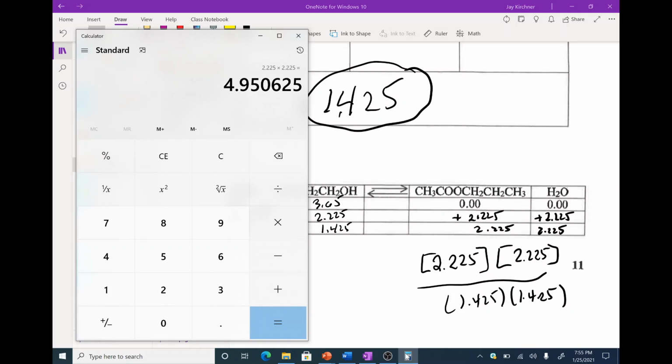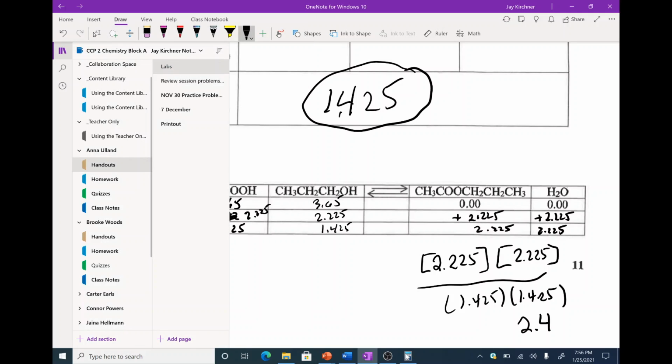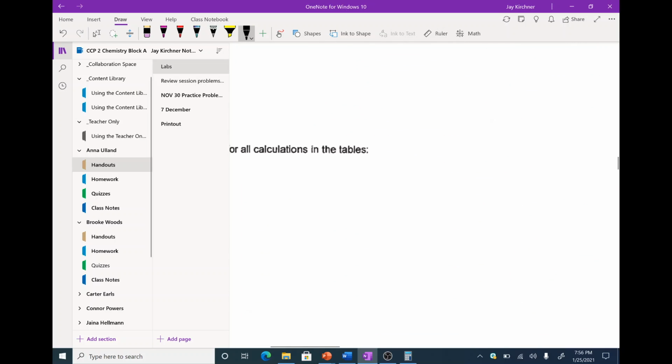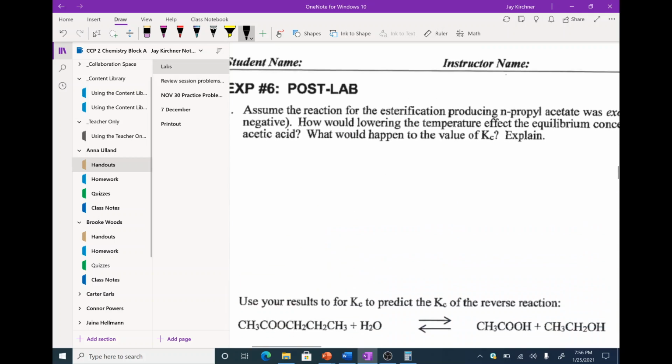Okay, so that's what that is. I'll divide it by 1.425 equals, and divide that answer by 1.425. So we get our equilibrium constant is 2.44. So our KEQ came out to be 2.44. Okay, let's now discuss what that means. You can show some of your calculations, but now you know what you're doing with that one.